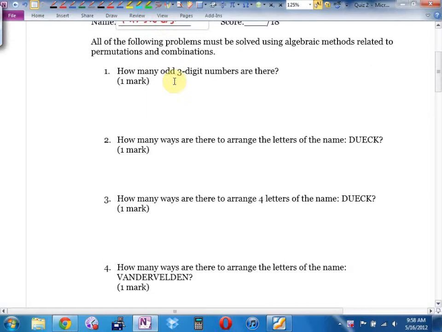Number 1 says, how many odd 3-digit numbers are there? Number 1 is not worded clearly because it doesn't say whether I'm allowed to repeat or not. So I'll take both answers. I'll do one answer with repetition and one answer without repetition. It's the fundamental counting principle.